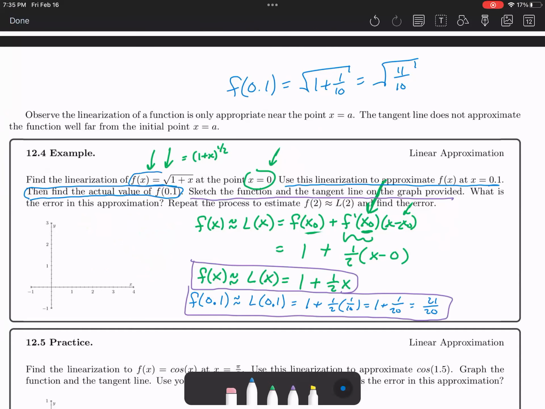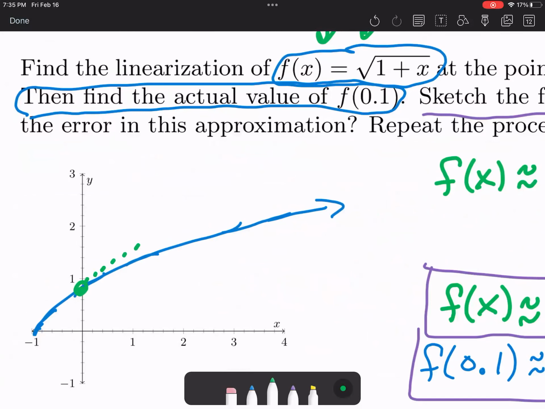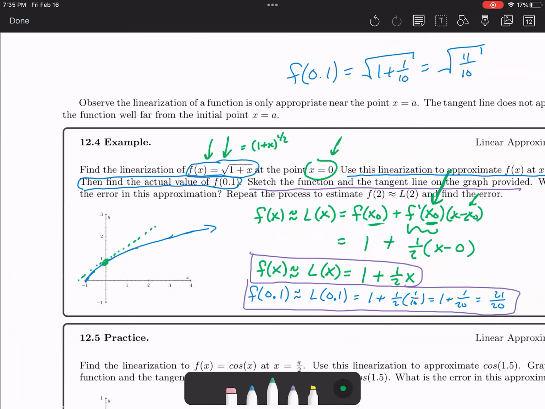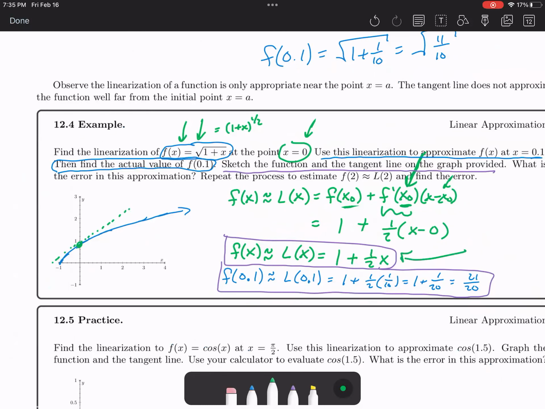Now let's graph the original function f of x, which is the square root of 1 plus x. So that's going to have an x-intercept at -1. And it's going to look something like this. Now, when x is equal to 0, our tangent line, let's zoom in there, looks something like this. In fact, that line is given to us by this right here, 1 plus 1/2 x, right? It has a y-intercept of 1 and a slope of 1/2. That's the value of my derivative.